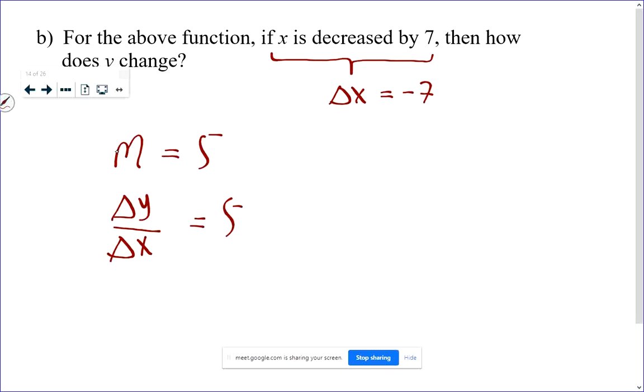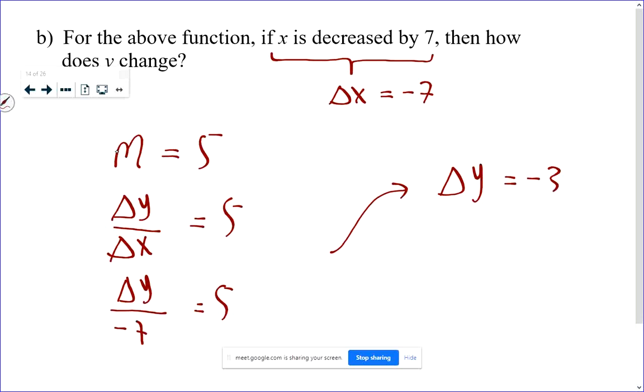All we have to do to answer this question is put in negative 7 for delta x, and we can cross multiply, or multiply both sides of that equation by negative 7, and get delta y is negative 35. So if x is decreased by 7, y is decreased by negative 35. And you could probably reason that out.